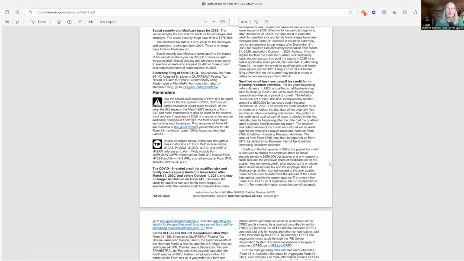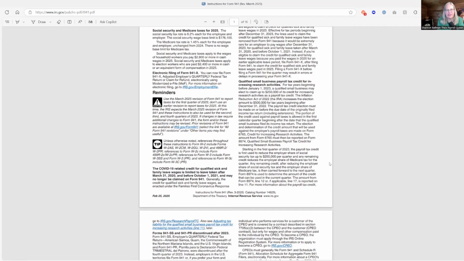Qualified small business payroll tax credit for increasing research activities. For tax years beginning before January 1st, 2023, a qualified small business may elect to claim up to $250,000 of its credit for increasing research activities as a payroll tax credit. The Inflation Reduction Act of 2022, the IRA, increases the election amount to $500,000 for tax years beginning after December 31st, 2022.